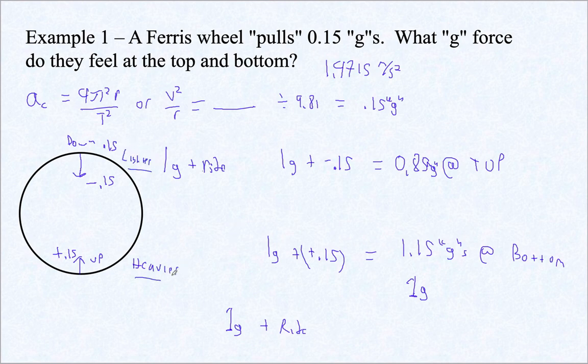And the cool thing is that if it's a big enough Ferris wheel, there's no experiment you could do to tell the difference between gravity changing, or just being on a ride that changes the gravity by accelerating. That's the principle of equivalence.